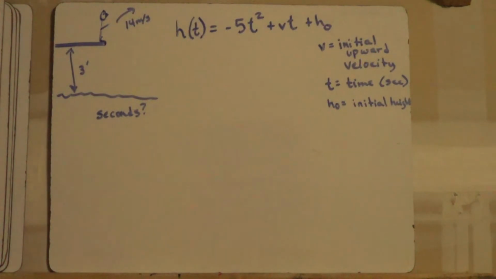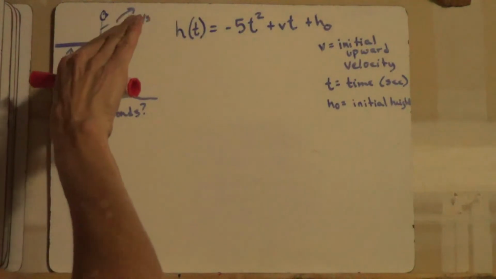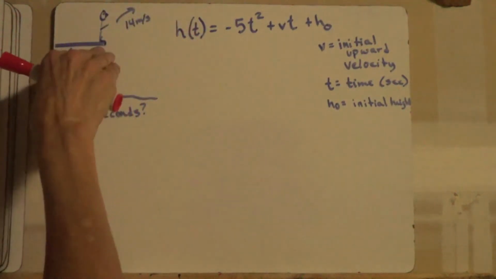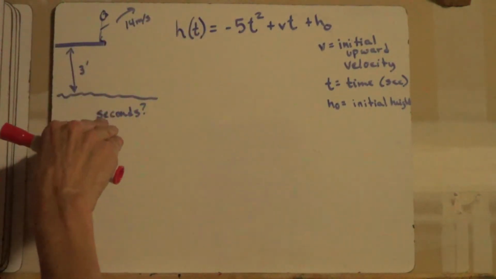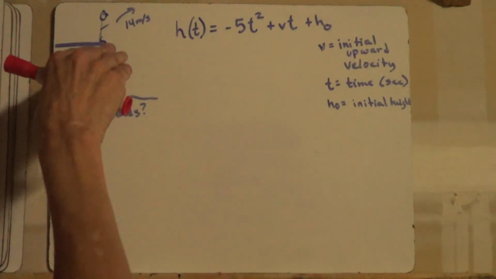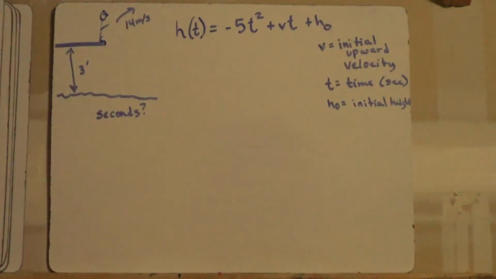Last thing, we have a real life situation. Somebody's going to dive off of a diving board. He's going to go with an upward velocity of 14 meters per second. He's on a board 3 feet from the water, and we want to know how many seconds till he hits. Here's the equation that'll fit it.